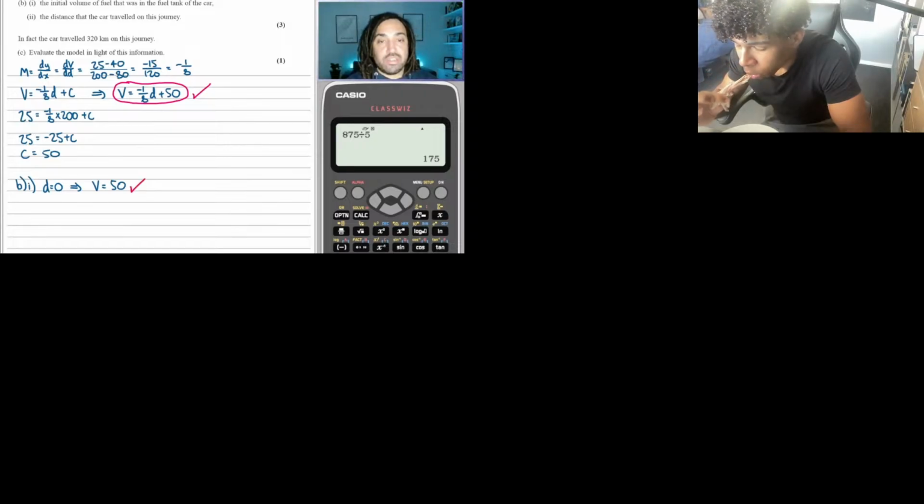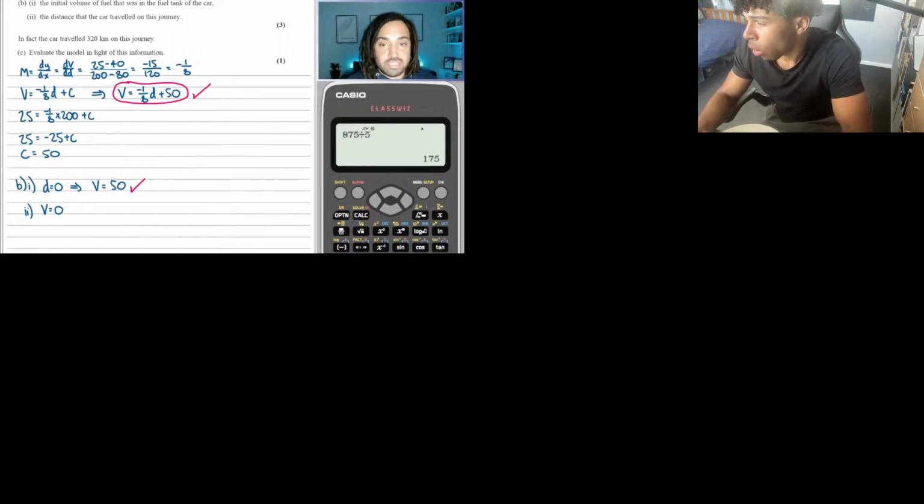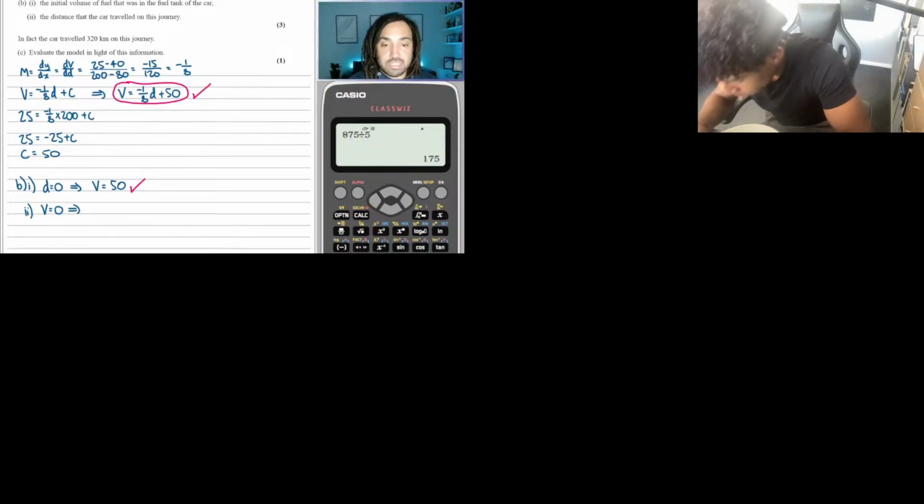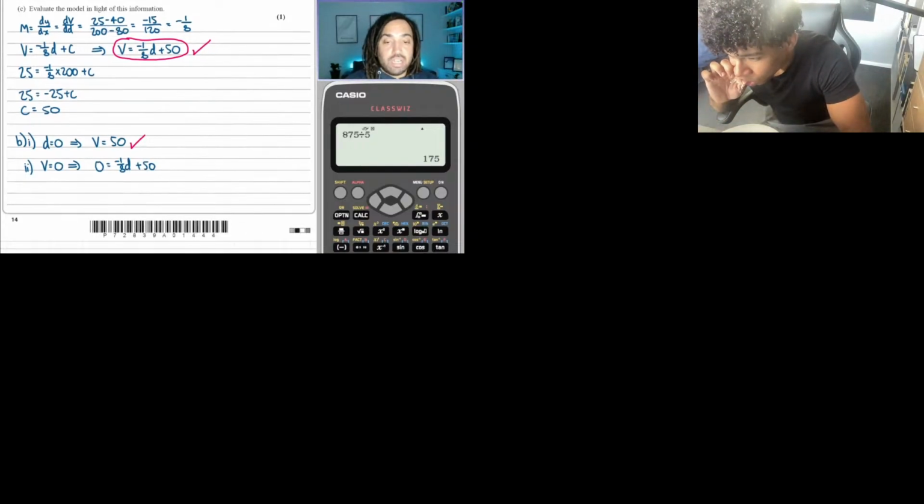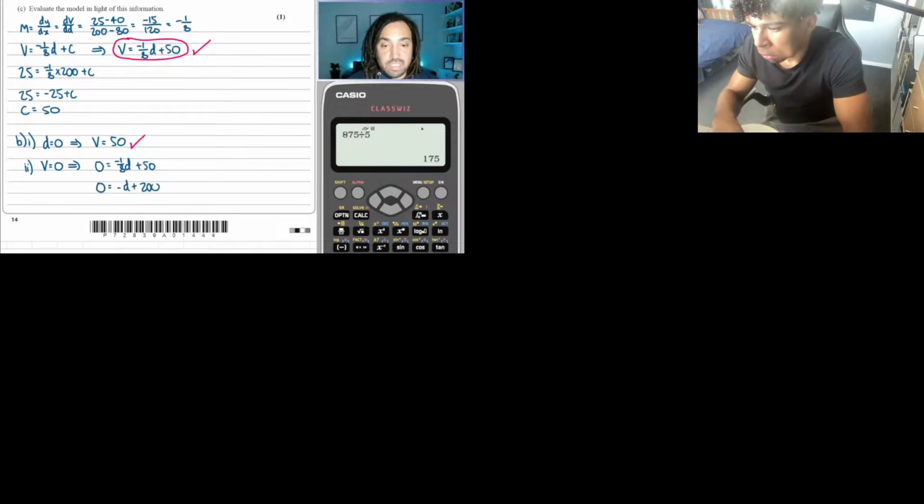The distance that the car has travelled on this journey. Well, it said that it ran out of fuel, didn't it? So it's not going to travel any more after it's run out of fuel. So V, the amount of fuel in the tank, is equal to 0. So that implies that 0 is equal to minus an eighth d plus 50. Times both sides by 8 gives us 400.